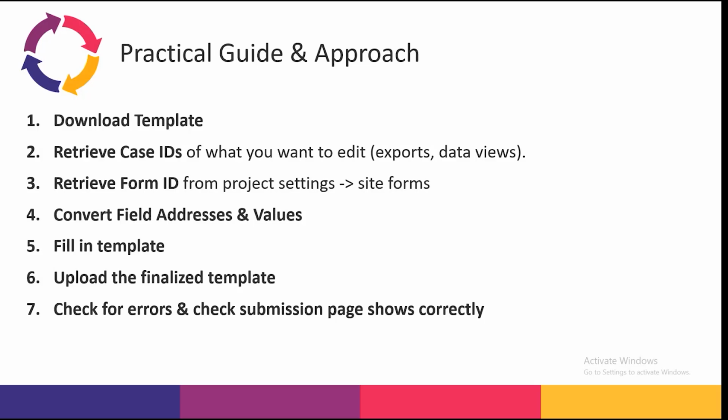So a practical guide and approach. First, you're going to download the template. You're going to retrieve the case IDs of what you want to edit. You're also going to take the form ID from project settings and site forms. You are going to convert the field addresses and values. And for that, you might need to go into the COBOL form itself. You will then fill in the template. You'll upload the finalized template and check for errors, and also go into the actual submission and check that the edit has been made on just a few cases, to ensure that everything's gone through correctly.